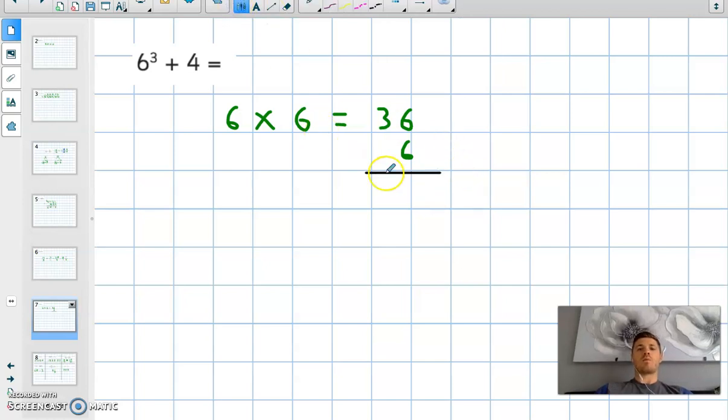Okay, so when we multiply in the formal method, we start multiplying from the smallest digit. So 6 times 6 is 36. Carry the 3, and then 6 times 3 is 18. And then what we need to do here is add the 3, so we're left with 21. And then we're going to add 4 to 216, because that's the last part of our number problem. And 216 plus 4 we know is 220, so that would be your answer.